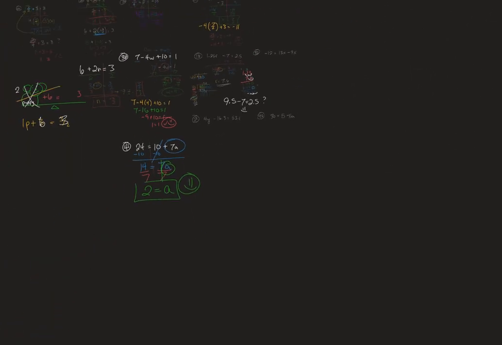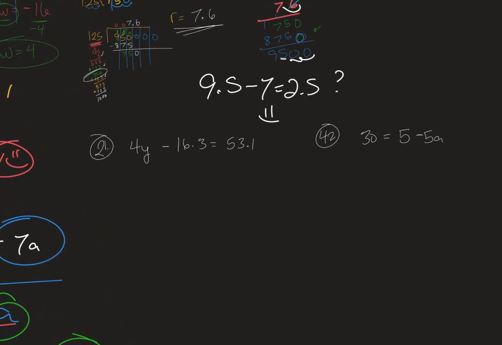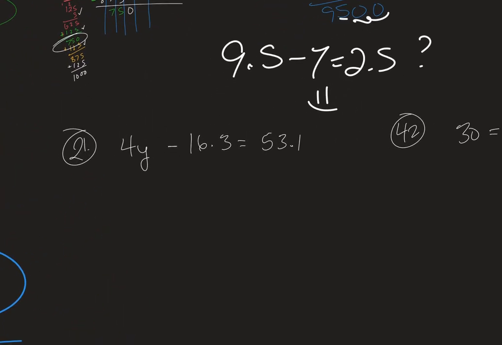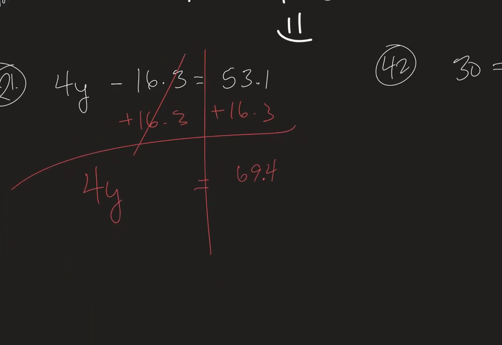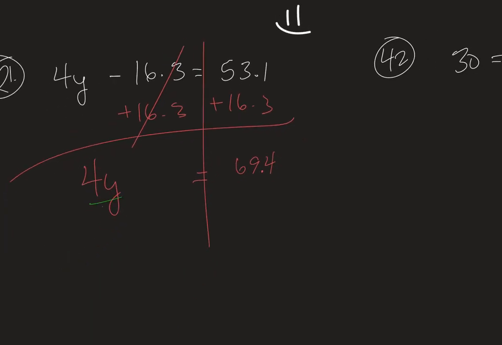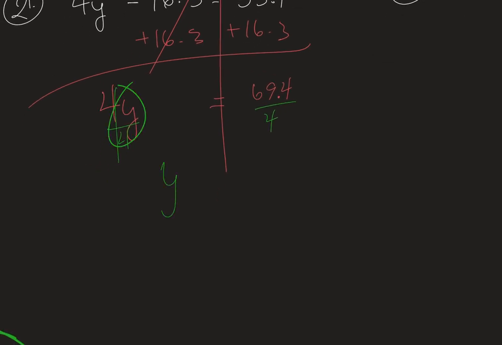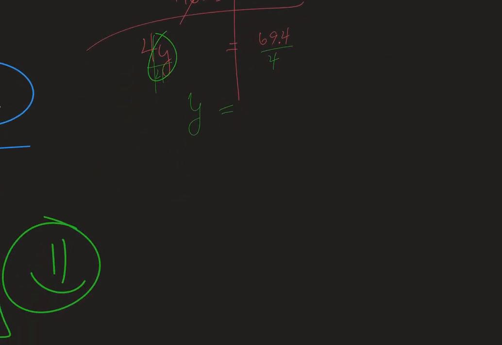Is this the last one? Last one for the day. Some more decimals. Hooray! I'm going to add 16.3, and I get 4y equals, let's see, 69.4. And then we divide both sides by 4. And y equals, well, let's do this math.